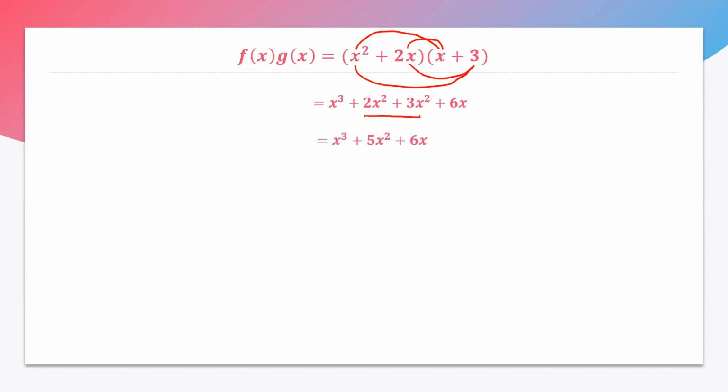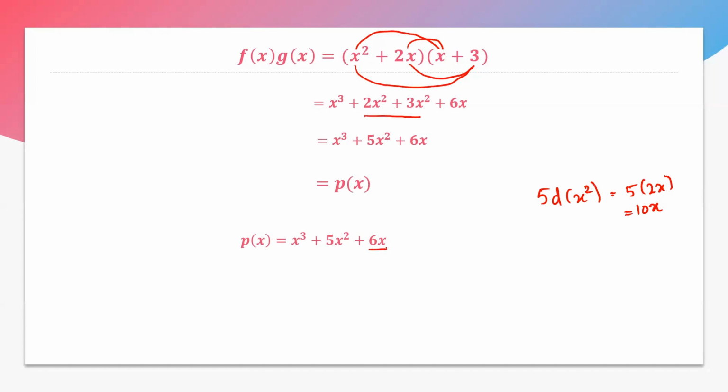Let us consider this function as p of x. So if p of x is equal to x cube plus 5x square plus 6x, then let's differentiate this function. So differentiation of x cube is 3x square. According to the constant multiple rule, let's differentiate only the function. So 5 into differentiation of x square is equal to 5 into 2x, which is equal to 10x.